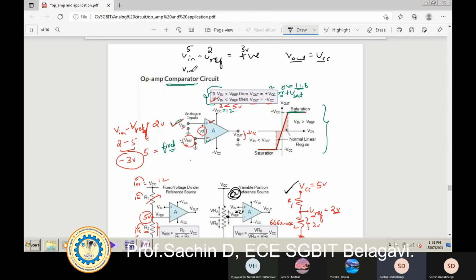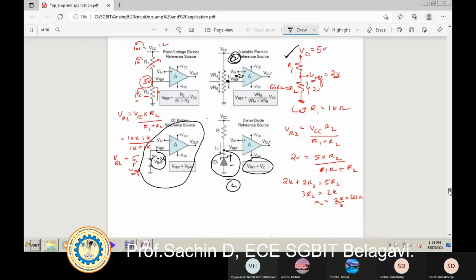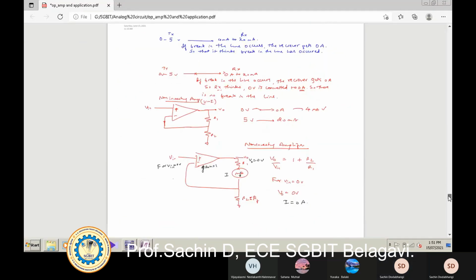Similarly, if input voltage minus reference voltage is negative, suppose for example the input voltage is 1 volt and reference voltage is 2 volt fixed, so 1 minus 2 will get minus 1, so it is negative, then output voltage will be equal to minus VCC. So this is what the comparator is. This is what the basics are. Do you have any doubts?